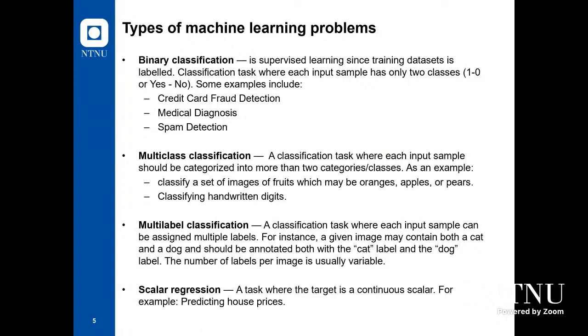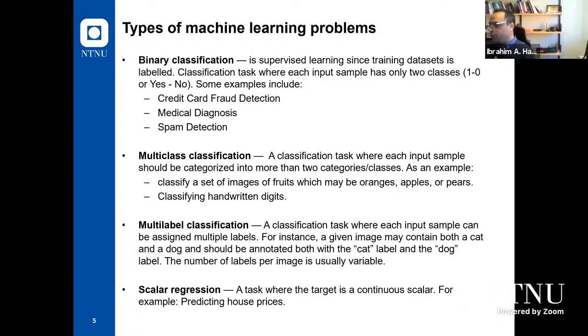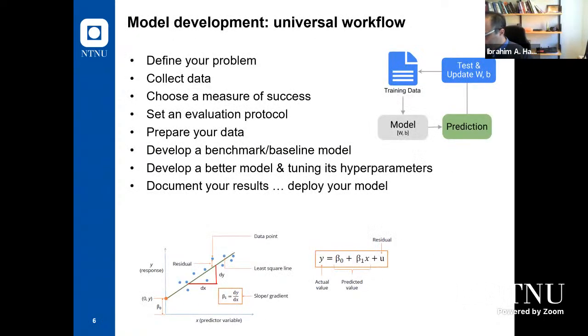Yes. Okay. So we have those 4 types: binary classification problems, multi-class classification problems, multi-label classification problems, and scalar regression. We need to talk about the model development. There is a universal workflow, or they call it a pipeline, which we need to follow in order to start working on our problem. First, we need to define the problem: how many inputs, how many outputs, what is the goal, which variable I want to predict or classify, and so on.